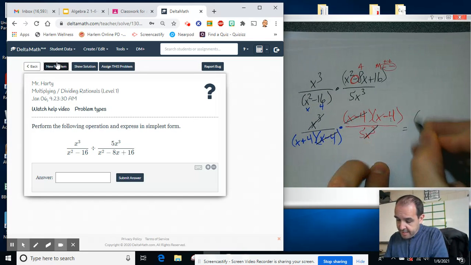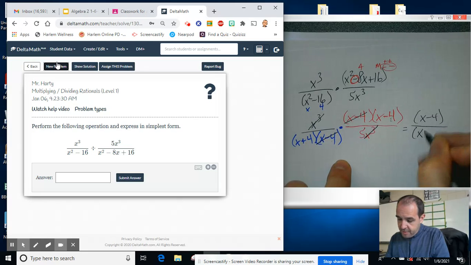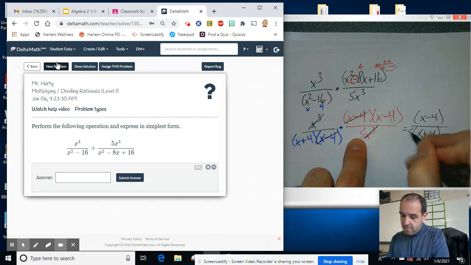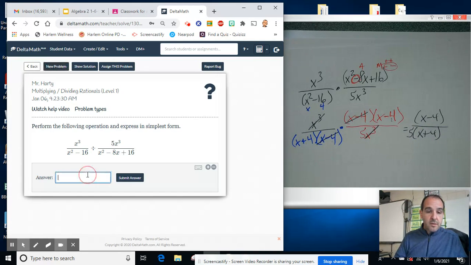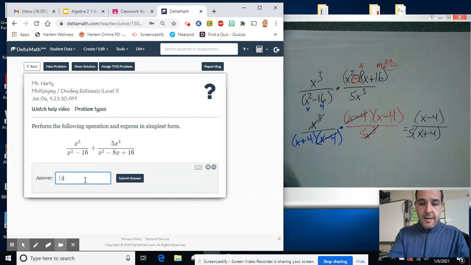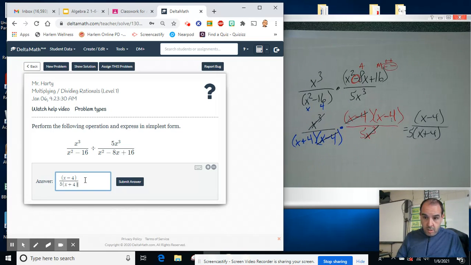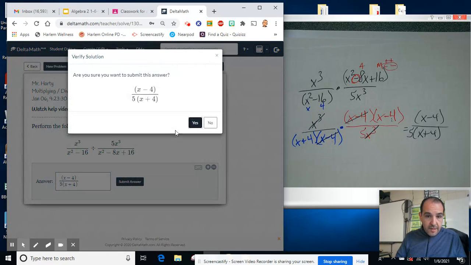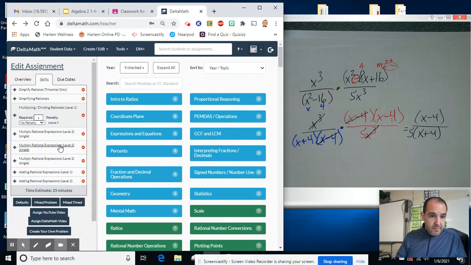So I got, let's see here, x minus 4, x plus 4. Oh, don't lose that 5. Not the same. Do not cancel them. Do it. All right. X minus 4 divided by 5x plus 4. We're good. All right, so we did the multiplying.